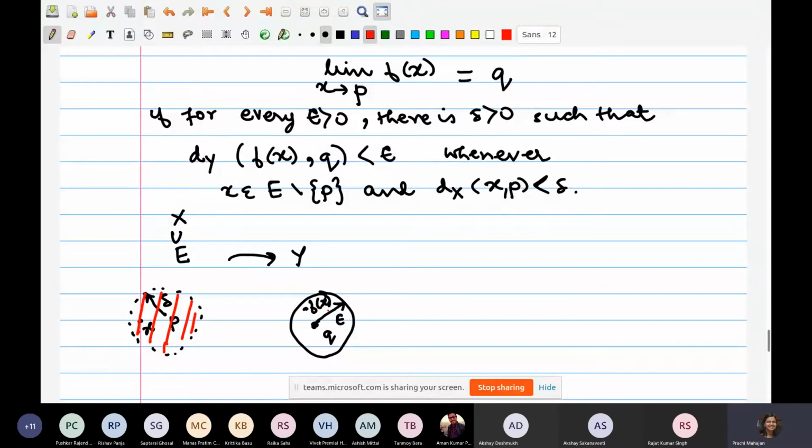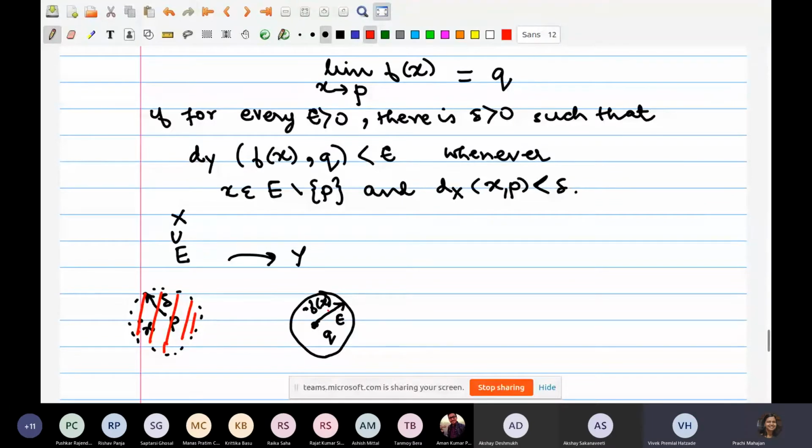Something to be noted here: the concept of limit of a function at the point P is defined only when P is a limit point of the set E, on which the function f is defined. So is this okay with everybody present here? This definition? Ma'am, will you please repeat?